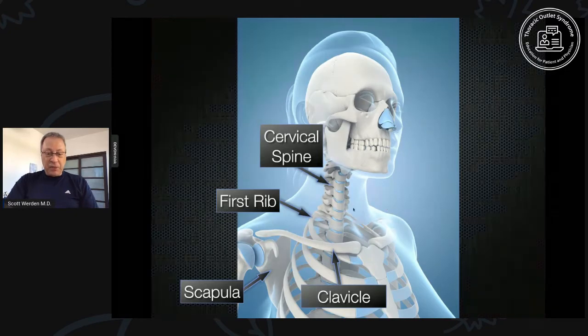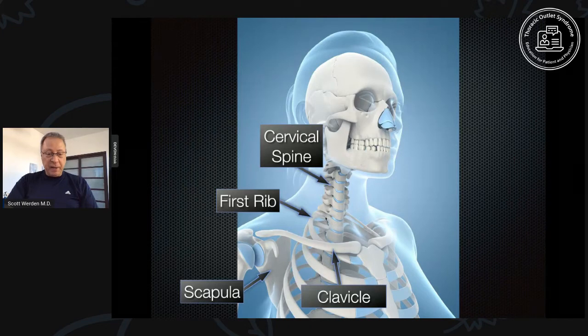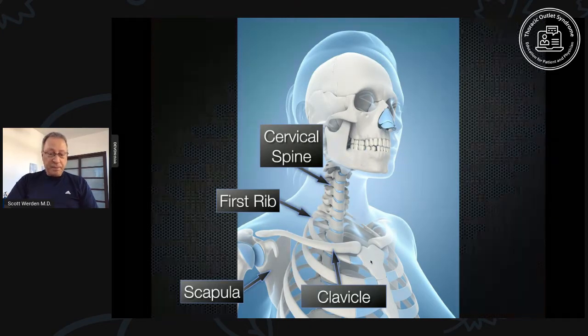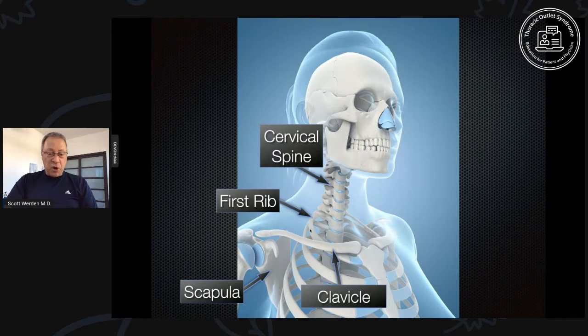So I hope you notice that the first rib extends from the cervical spine, or just below the cervical spine, and it curves around to the front to join the sternum or breastbone. It forms a really strong strut between these structures, and there's one on each side. Here's the first rib on the other side.